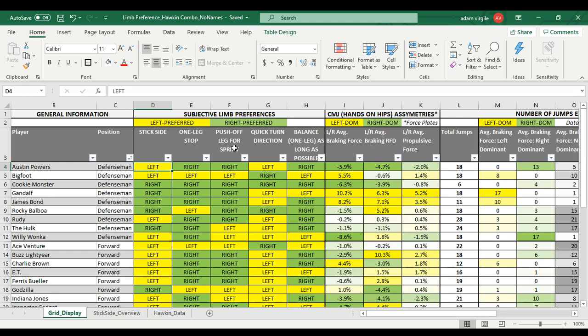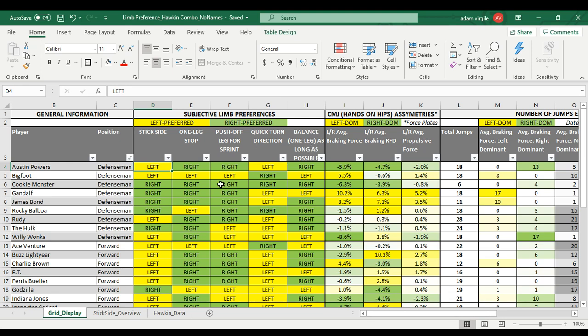Push off leg, which was if you were going to sprint at full speed from a dead stop, which leg would you push off with first? Quick turn direction, if you were sprinting at full speed on the ice and needed to make a turn as quickly as possible, which way would you turn? And then if you were to pick a leg to balance with on the ice for as long as possible, which one would you choose?